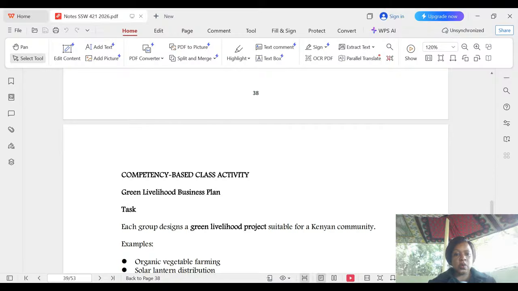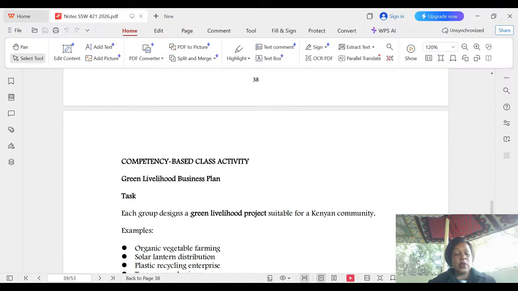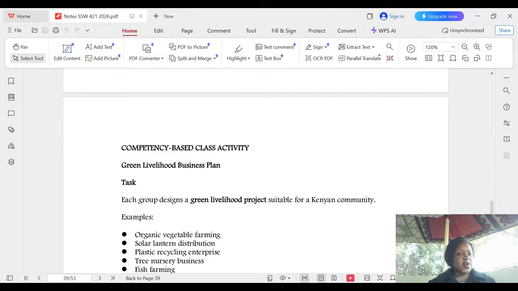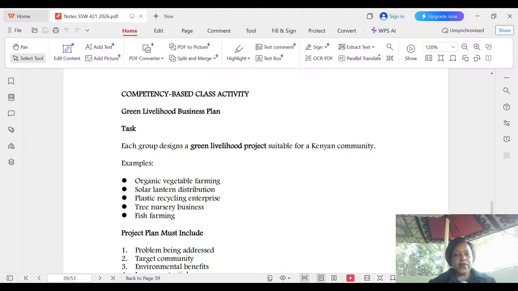Okay. So, in this first task, we want to come up with a business plan. This is the Green Livelihood Business Plan. We are doing this so that we can already be able to assist people or members of the community to implement the ideas that they will have. So the task here is each group, you'll work in your groups, designs a green livelihood project suitable for a Kenyan community. For example, organic vegetable farming, solar lantern distribution, plastic recycling enterprise, tree nursery business, fish farming.